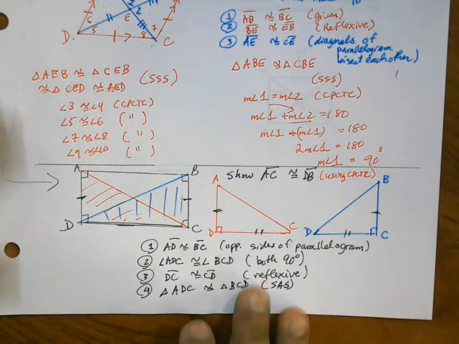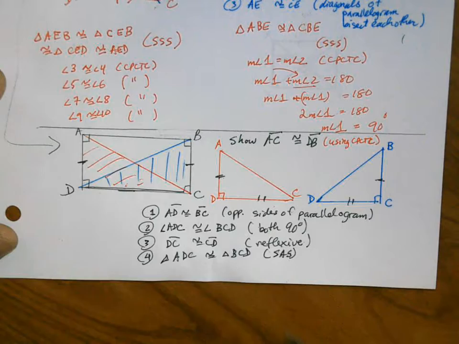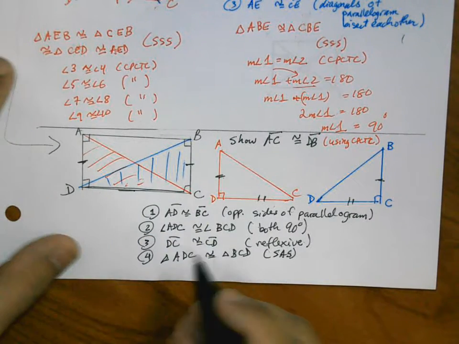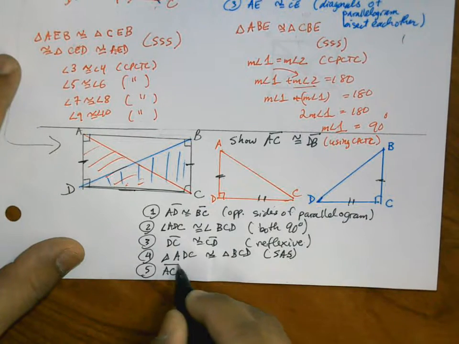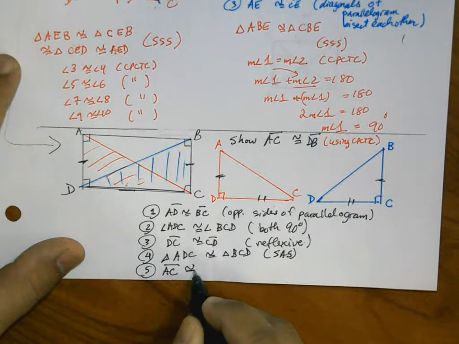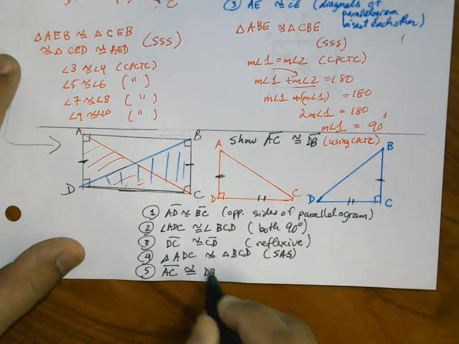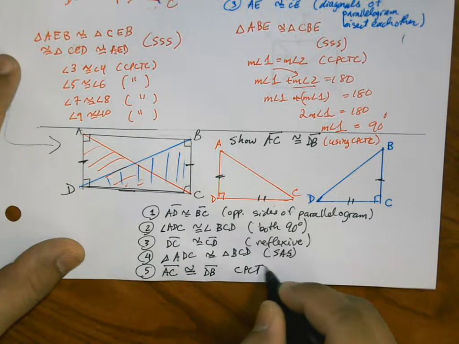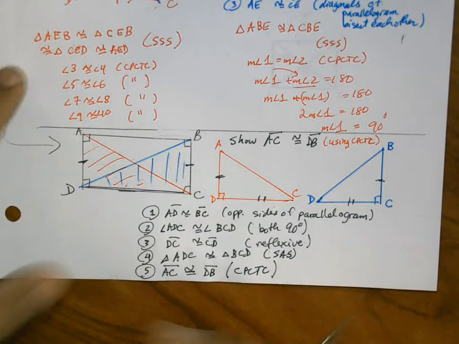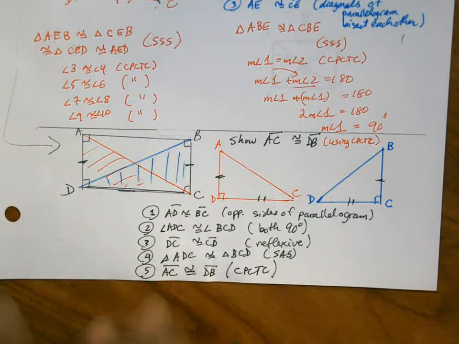And since you have congruence between the two triangles, the remaining side lengths must also be the same. So AC must be congruent to DB by CPCTC. And there you have it.